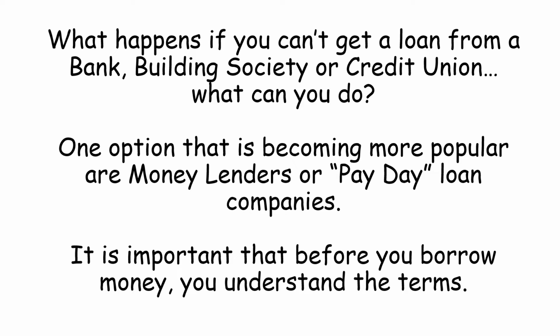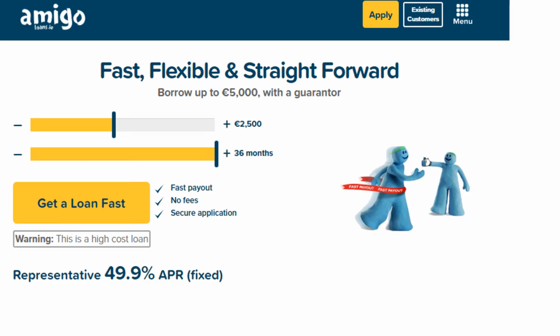So if you can't get a loan from a bank or a building society or credit union, one option is money lenders or payday loans. You might have seen ads on the telly. This one is a Migo loan. Well, look at this. 49.9% APR, which is fixed, which means you borrow €100, you pay back €149.90 at the end of the year.